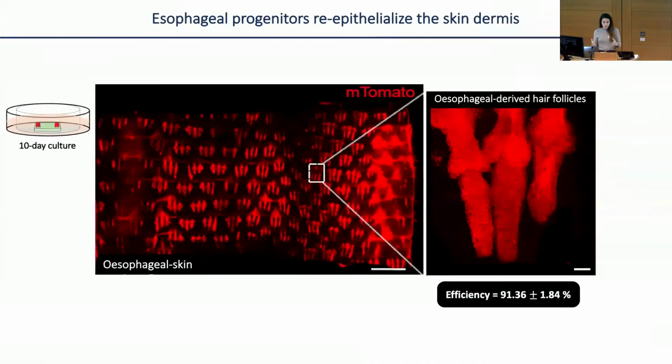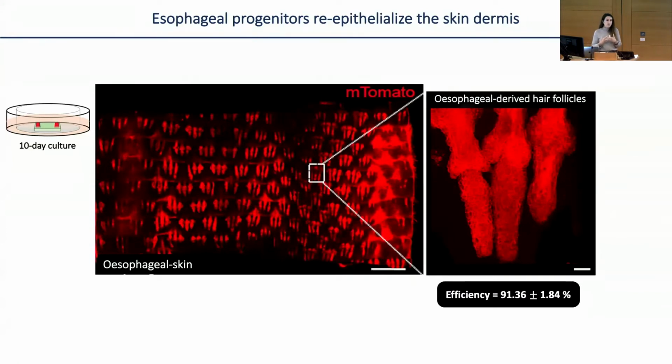Following 10 days in culture, we were surprised to find that esophageal cells in red hadn't only covered the dermis, but had also colonized the underlying hair follicle sockets and sebaceous glands, forming these structures that I will refer to as esophageal-derived hair follicles. And this wasn't an isolated event, but actually over 90% of the hair follicle sockets had been re-epithelialized by esophageal cells.